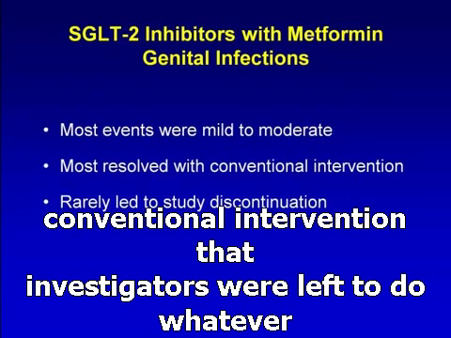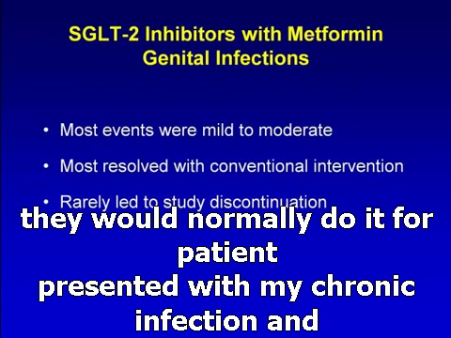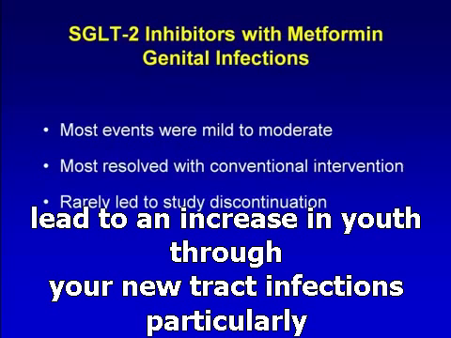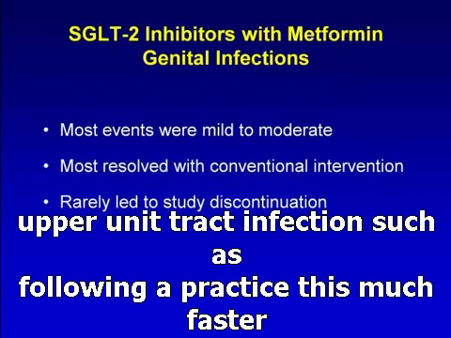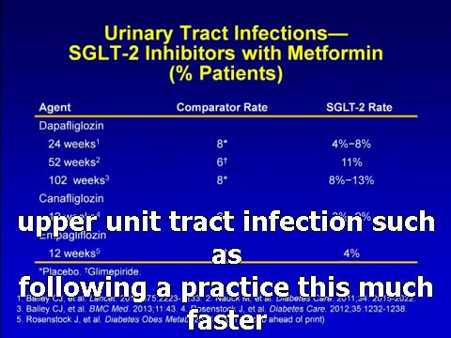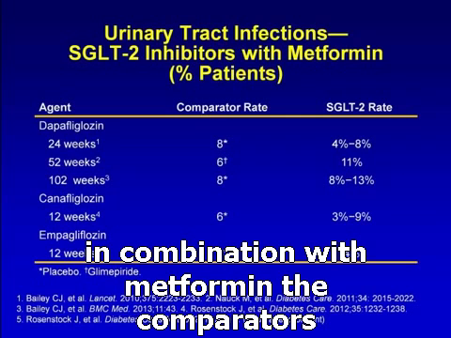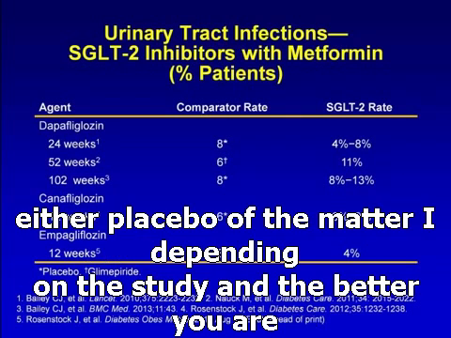They resolve with conventional intervention. The investigators were left to do whatever they would normally do if a patient presented with a mycotic infection, and they rarely led to discontinuations from the study. A key question, though, is does that lead to an increase in true urinary tract infections, particularly upper urinary tract infections such as pyelonephritis? This slide shows the rate of urinary tract infections in patients treated with SGLT2 inhibitors in combination with metformin. And the comparators were either placebo or glimepiride, depending on the study.